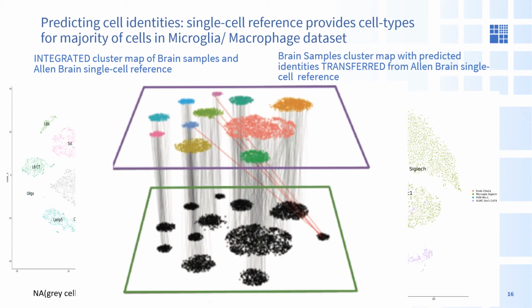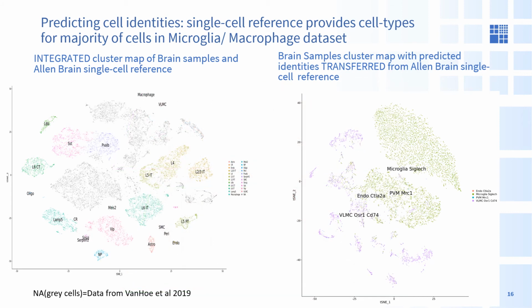So let's say you have a data set that contains many cell populations, but you're not sure what the makeup of your single cell data set is. There are many different ways that you can actually import cell identities from reference single cell or other data sets. So on the left here, we've taken the Allen Brain Institute single cell reference data set and combined it with our Microglia macrophage data set from previous slides.